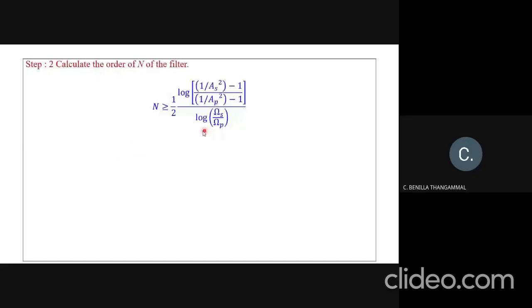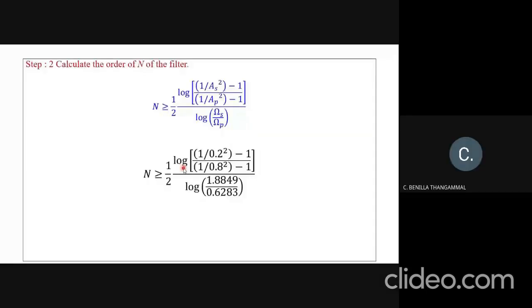Step 2 is to find the order of your filter. Calculate it with the formula 1 by 2 log of (1 by a square minus 1) divided by (1 by ap square minus 1), whole divided by log of omega s by omega p. This is how I have substituted the values of your as, ap, omega s and omega p. So now take your calculator. Don't think this is going to be a huge function. You can type it in one stretch to get your answer.